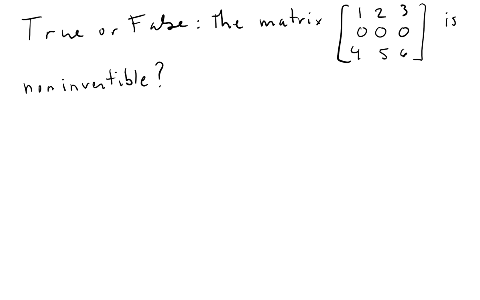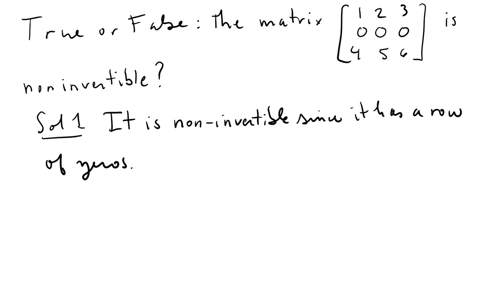So if you've answered that it is true that it's non-invertible because there's a row of zeros, you're perfectly correct. So you can write that as our first solution. This is solution number one. Solution number two involves linear transformations, and this is the one I wanted to show you.